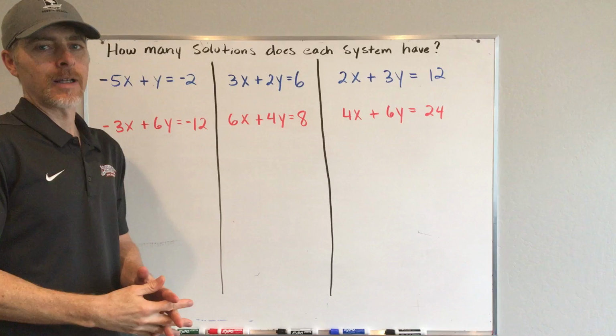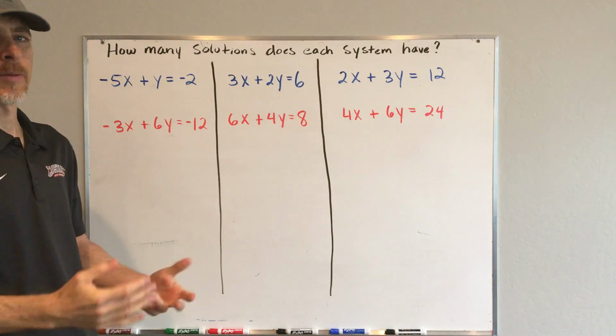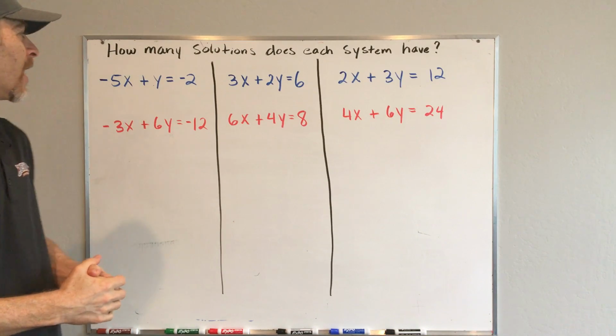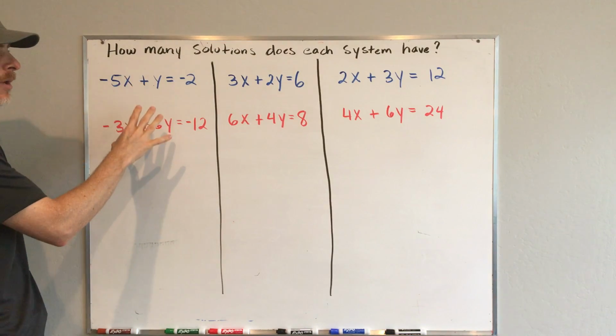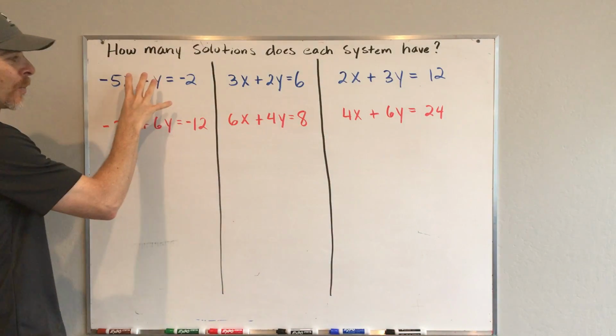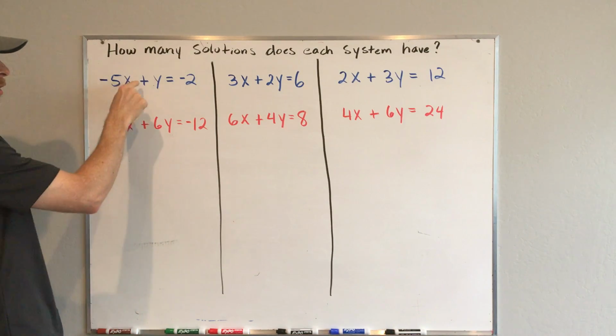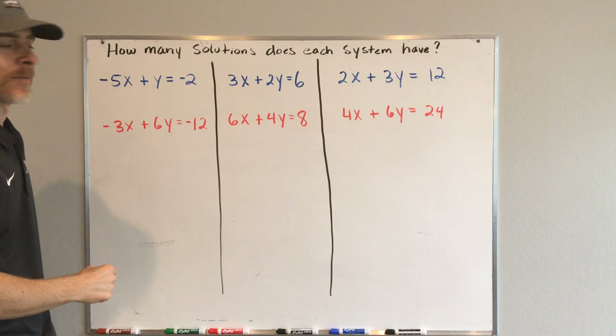So we've been looking a lot at systems of equations this semester. Pretty important algebra concept. Up here on the board I've got three pairs of equations. Each pair is called a system of equations, right? It takes two or more equations to make a system.